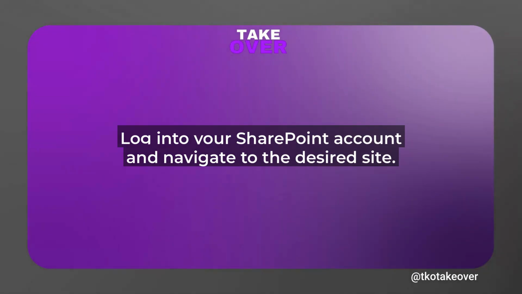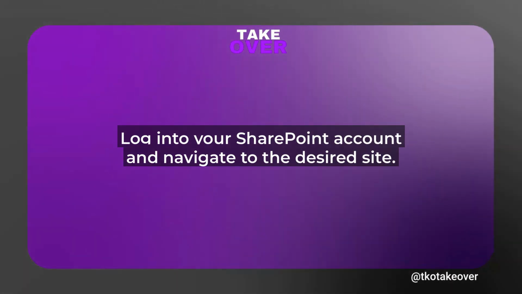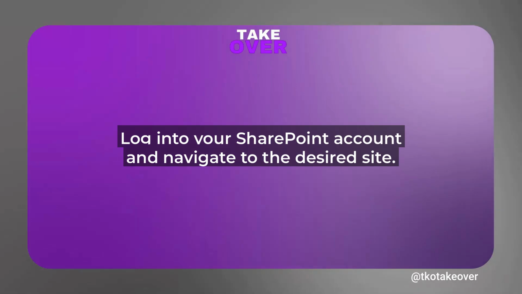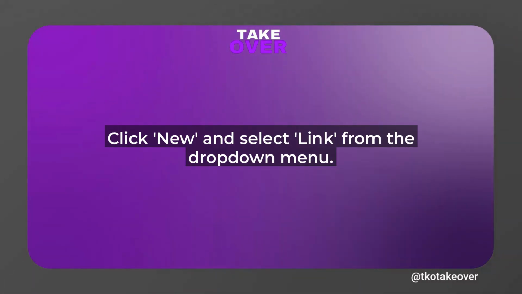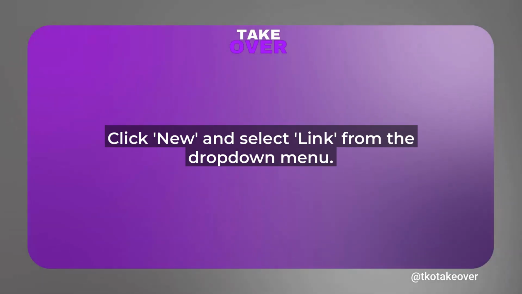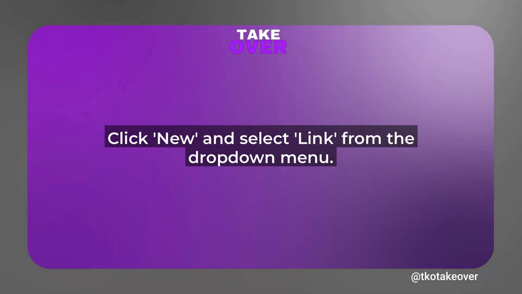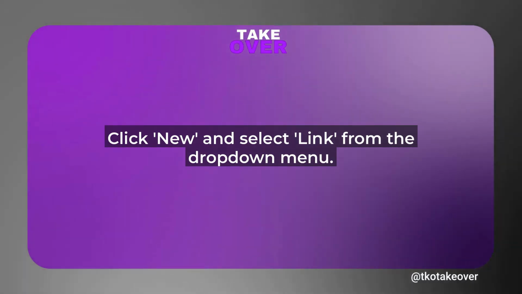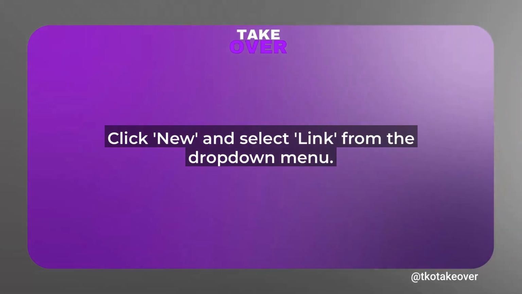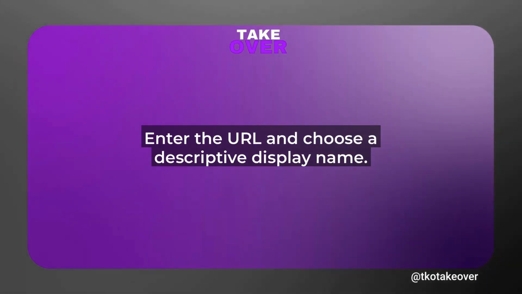First things first, make sure you're logged into your SharePoint account. Head over to your site or document library where you want to add the link. SharePoint's interface is intuitive, but if you're new, look for the Site Contents or Documents section in the left-hand navigation pane. Once you're there, click on the New button, usually found at the top of the page. From the drop-down, select Link. This is your gateway to creating hyperlinks.